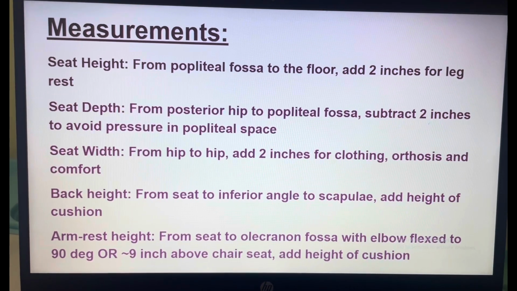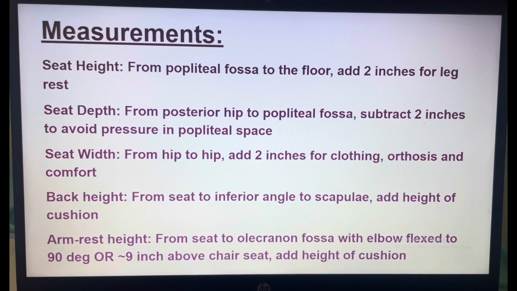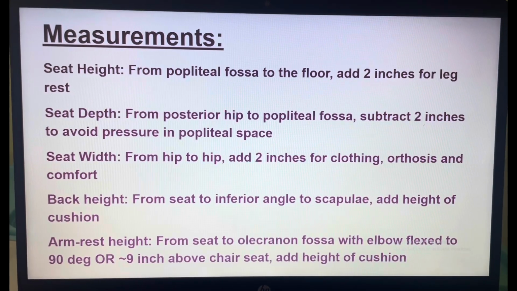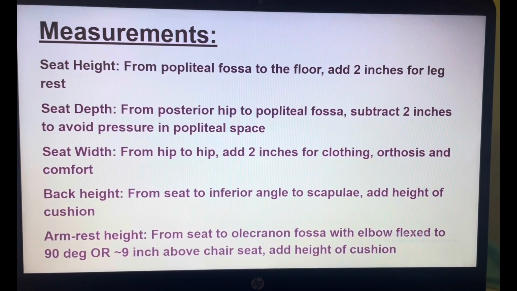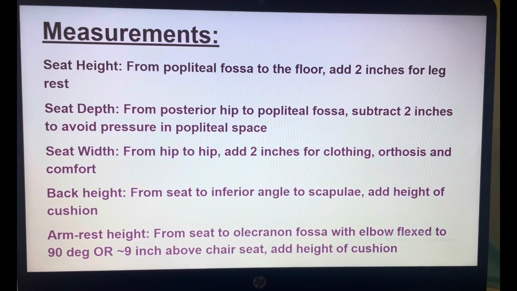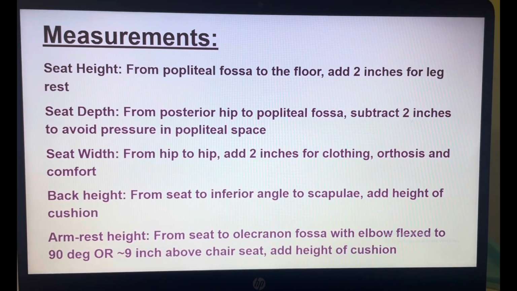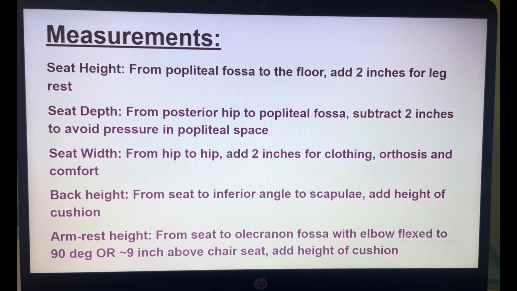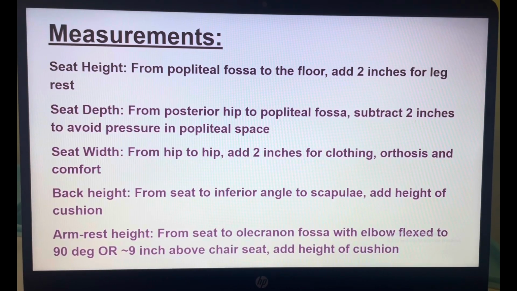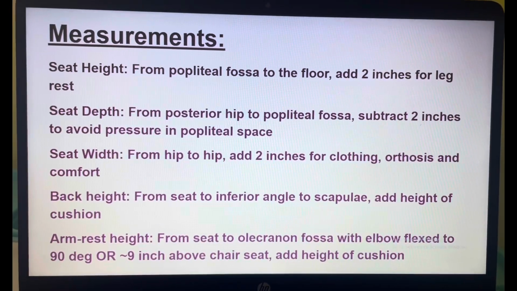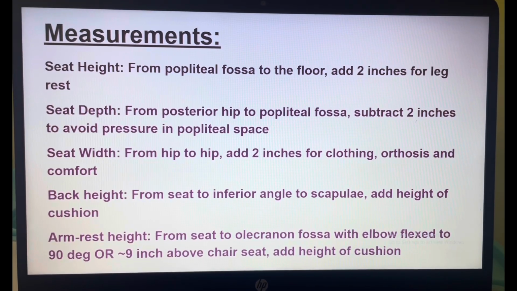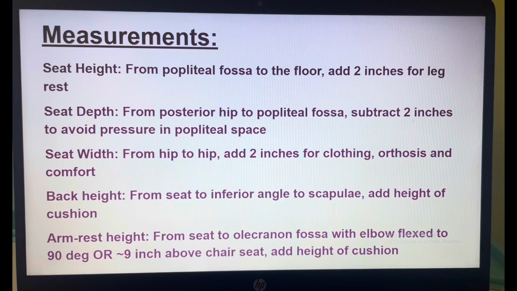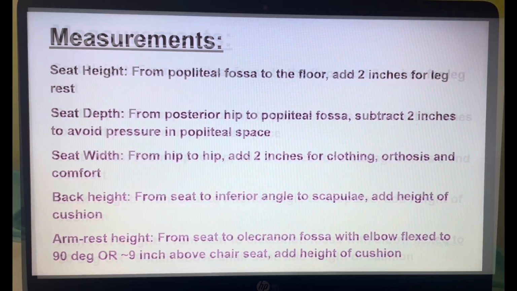Here is a brief idea of how to take measurements for a wheelchair to ensure that your patient is comfortable and the wheelchair is a proper fit for them. For seat height, take a measurement from the popliteal fossa down to the floor. If the person is using a leg rest, add 2 inches to this measurement to ensure that the leg rests clear the floor completely. For seat depth, take a measurement from the posterior hip down to the popliteal fossa. Subtract 2 inches to avoid any pressure on the popliteal space.